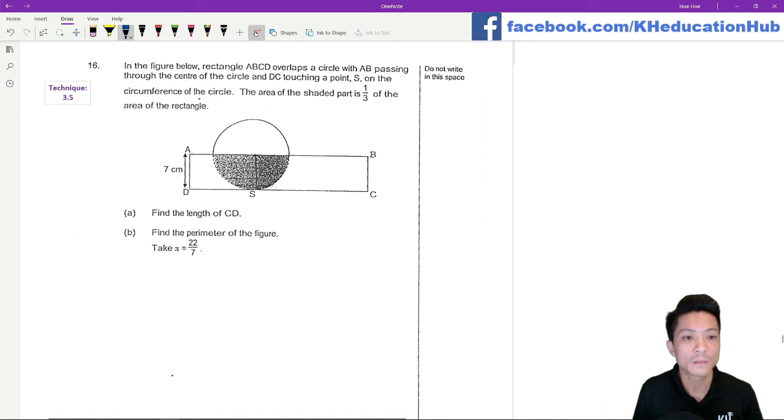Question 16. In the figure below, rectangle ABCD overlaps the circle with AB passing through the center of the circle. So AB will pass through the center of the circle. DC is touching the point S over here on the circumference of the circle, and the area of the shaded part is 1/3 of the area of the rectangle. Find the length of CD.